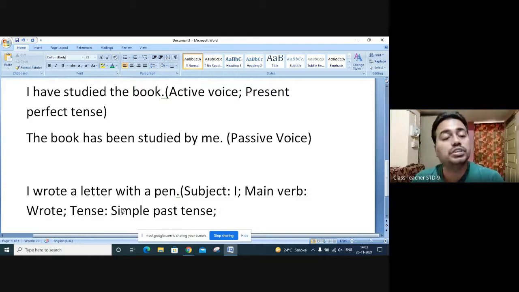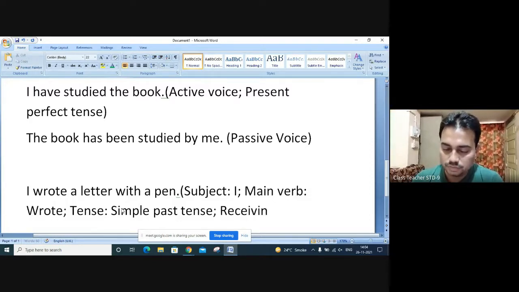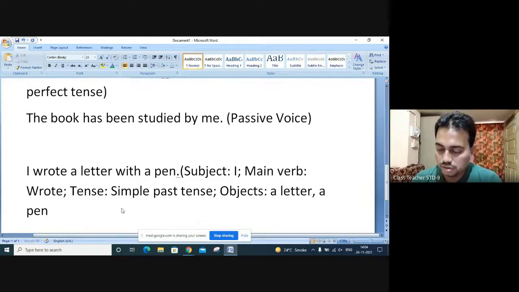Okay. What other information are we missing? In order to check whether we can have the passive voice of the sentence, we check the object, because in the passive voice the object will become the subject. And if there is no receiving object in the active voice sentence, we cannot make a passive voice sentence. That's the exception that we are talking about. So simple past tense. Okay. So, receiving object क्या है? नहीं. Before the receiving object, let's see what are the objects of the sentence. Objects. कितने objects हैं यहाँ पे? 2. What are the objects? A letter and a pen. Right? These are the 2 objects of the sentence.